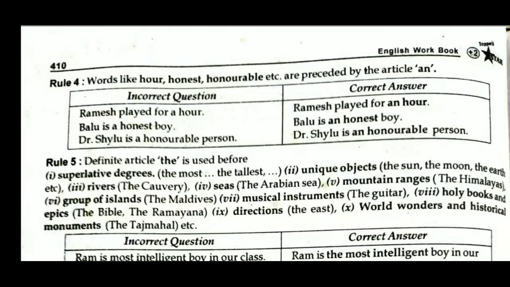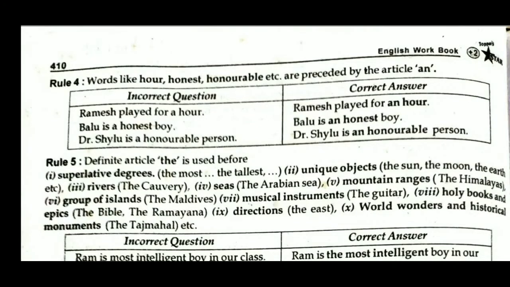Words are preceded by the article an. How? Usually words starting with the vowels A, E, I, O, U should be preceded by the article an. Here the words start with the consonant H: hour, honest, honorable. These should be preceded by the article an.